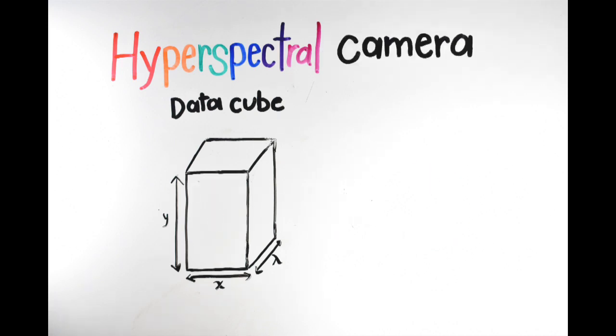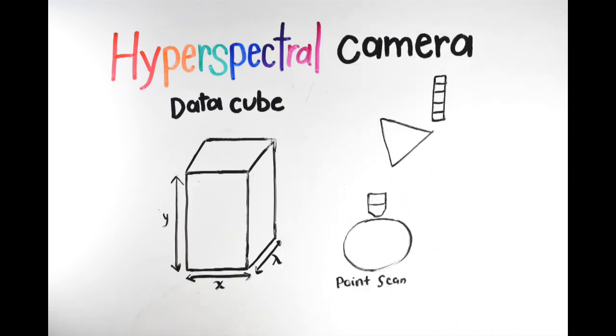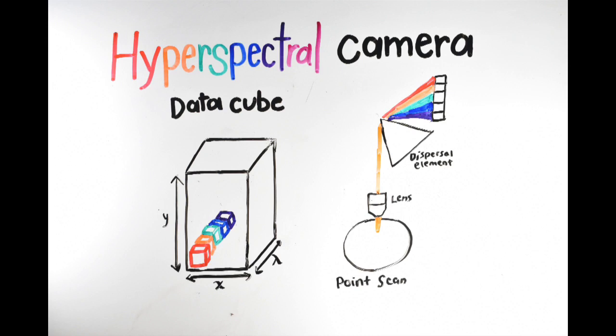There are many types of hyperspectral camera, one of which uses the point scan method. Light reflected from the object enters the lens and is dispersed into its component wavelengths onto an array of detectors. By scanning across the entire object, the camera gathers spectral information for each point and can assemble the data cube. This method is slow, yet it produces very high spectral resolution.